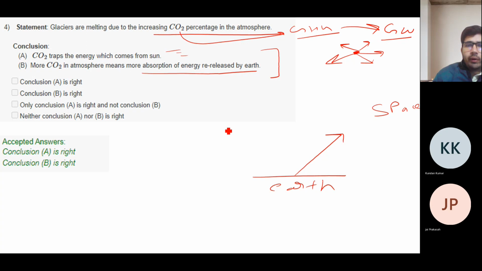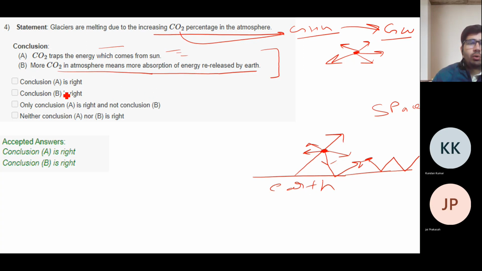So the energies were going, okay, now the CO2 molecules are there in between. So they will again reflect back this energy. Okay, they will trap and reflect back. So this energy will again come to Earth, again go, again be trapped. So again coming, again going. In this way, the CO2 traps the energy which comes from the sun, and more CO2 in the atmosphere means more absorption of energy re-released by the Earth.